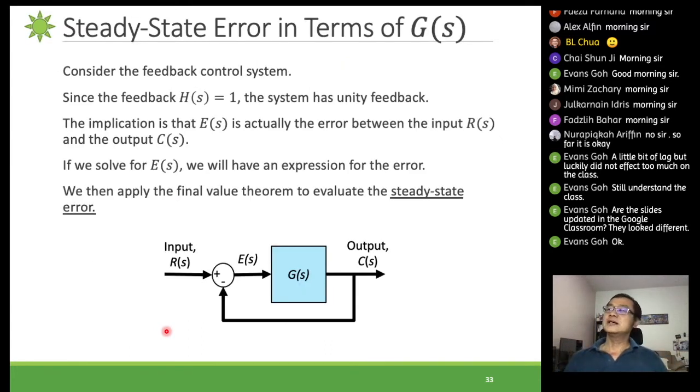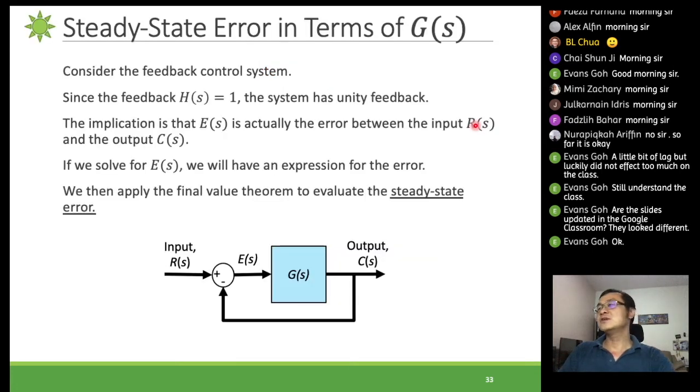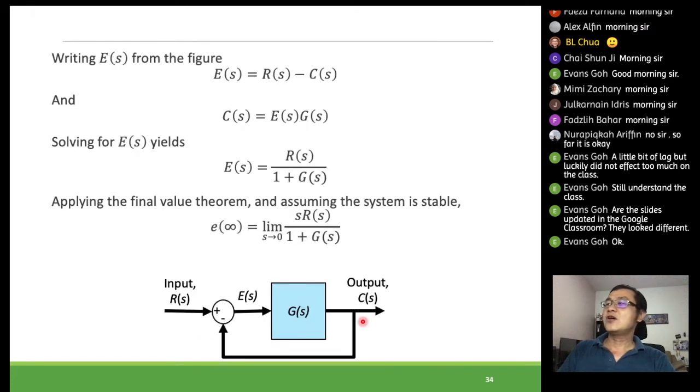Then also, besides using this form of error, we can also use another form of error when we are subjected to unity feedback, right. So in this form, we would just slightly rearrange our equations.